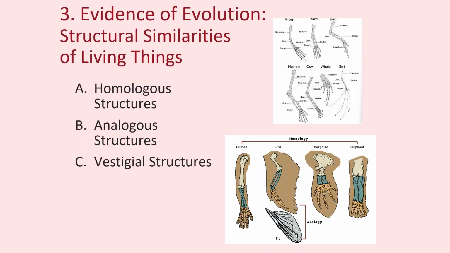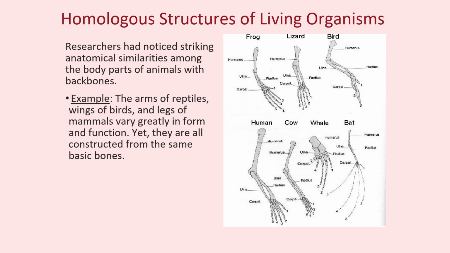So the third piece of evidence would be structural similarities of living things. We're going to take a look at 3: homologous structures, analogous structures, and vestigial structures. So when we're taking a look at homologous structures, researchers noticed that there are striking anatomical similarities among the body parts of animals with backbones. The arms of reptiles, wings of birds, and legs of mammals vary greatly in form and function, yet they all are constructed from the same basic bones.